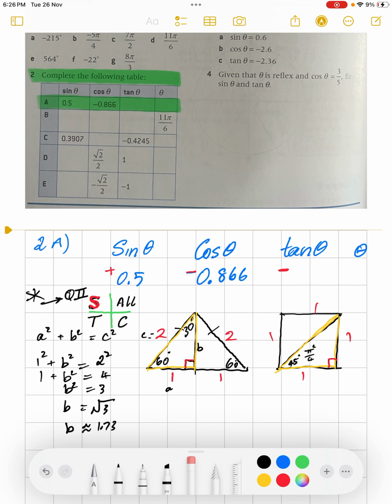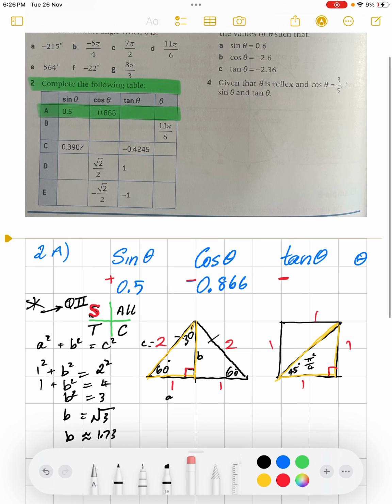By the way, for the square, a squared plus b squared equals c squared: 1 squared plus 1 squared equals c squared, which is our diagonal. So 2 equals c squared, and our diagonal is the square root of 2. So we've got a root 2 here.